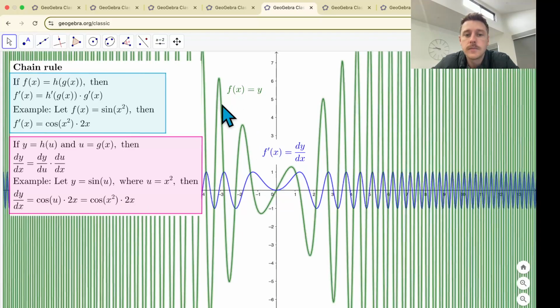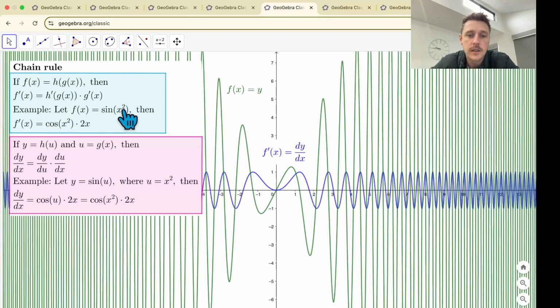In any case, the green line is our original function, f of x equals sine x squared, and the blue function is 2x cos x squared. So again, the blue line describes the gradient of the green line at every point. All right. Hopefully that's making some sense.